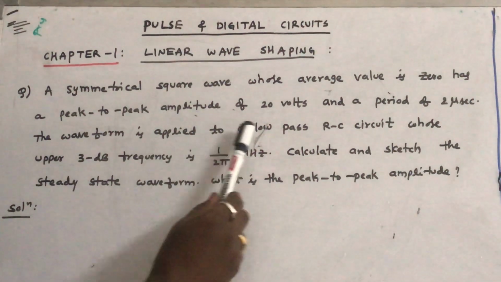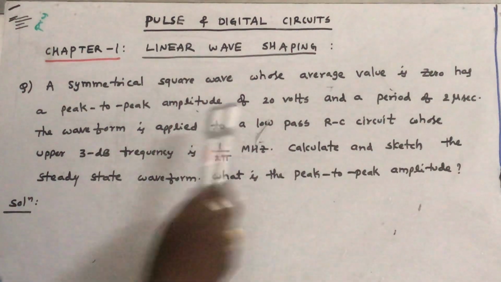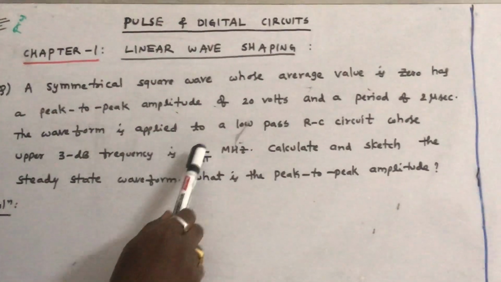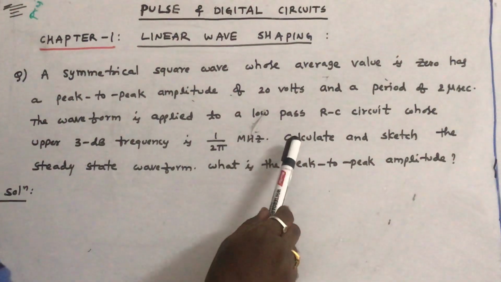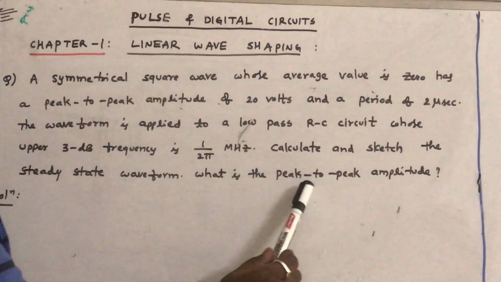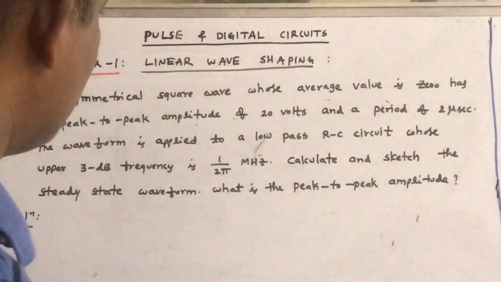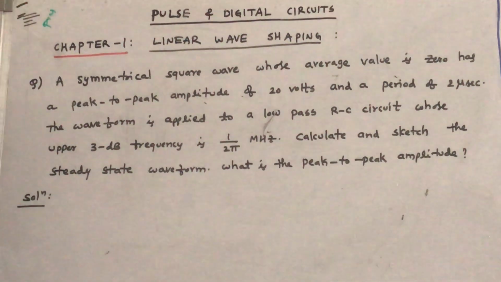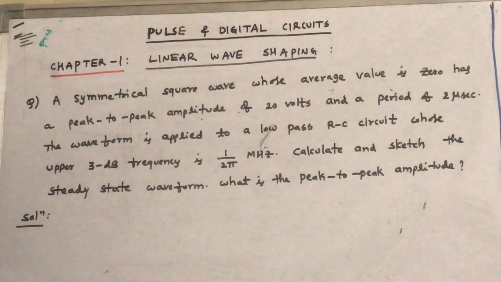The waveform is applied to a low pass RC circuit whose upper 3 dB frequency is 1 by 2 pi megahertz. So what is asked? It is asked to calculate and sketch the steady state waveform. What is the peak to peak amplitude? This is a very simple question based on only one formula. So let us first write the given information.